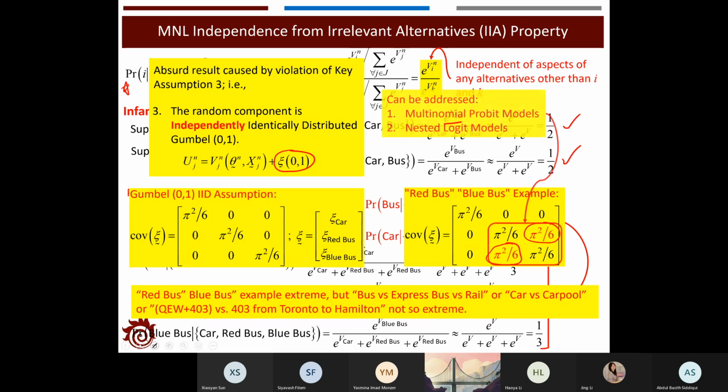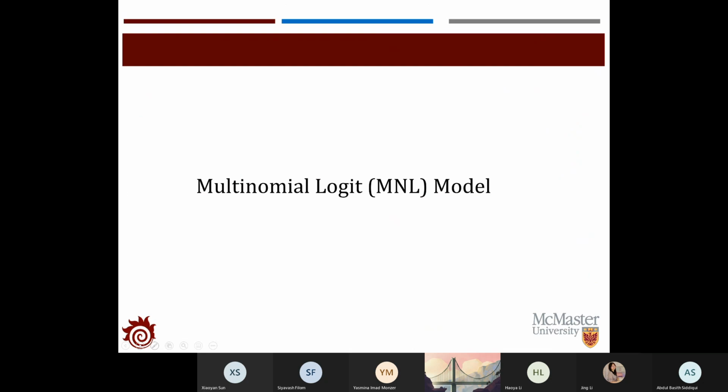So with that, we conclude that if we want to address this problem, we can use the multinomial probit model, which is a different type of model, or the nested logit model. That is something I'm going to introduce in the next slides. These two can help us handle the case when the variables are not 100% independent of each other. So now let's first look at the multi-dimensional choice problem, and especially focus on the nested logit model.